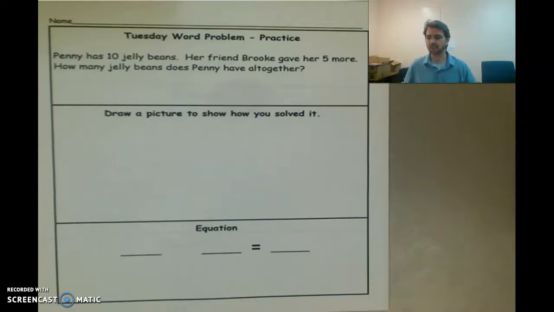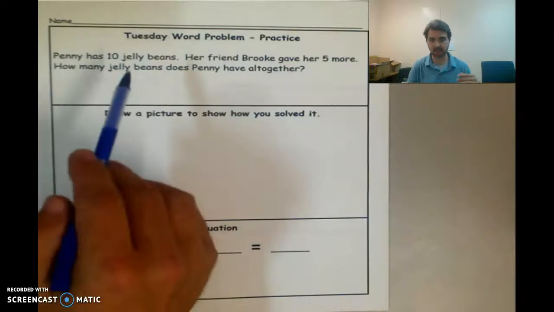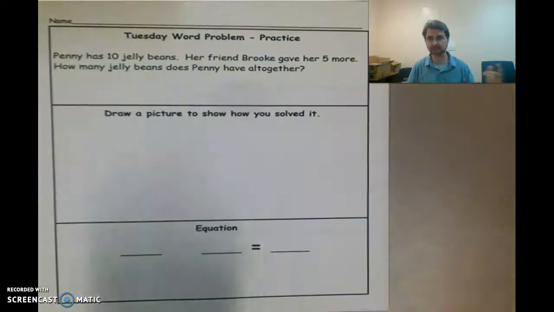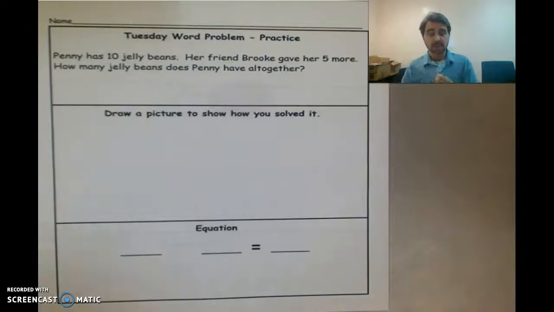Okay, so let's look at our problem. Remember, we are focusing on slowing ourselves down, right? Not rushing in like, oh, I see a 10, I see a 5, I think I'll just put them together or take them apart or multiply, whatever you're going to do. So let's slow down and actually see what this problem is about.